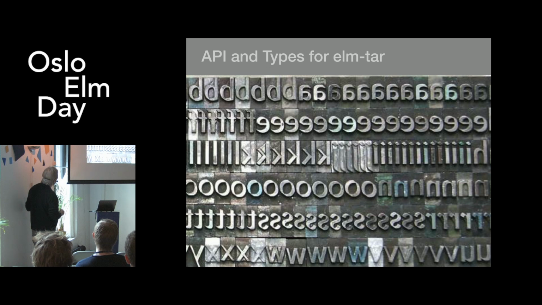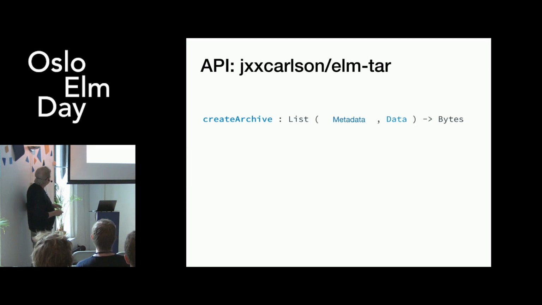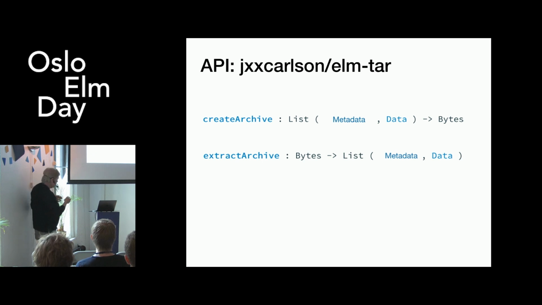Okay, let's talk a little bit about the API and the types for Elm tar. So there are 2 functions, create archive and extract archive, and they should be inverses of each other. Let's say what these are first.